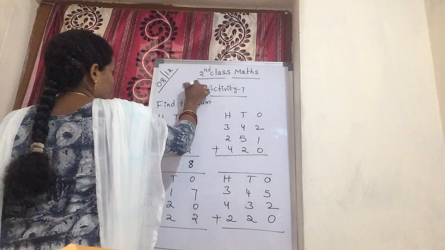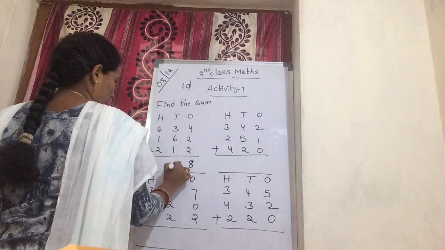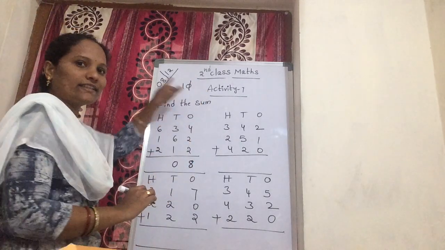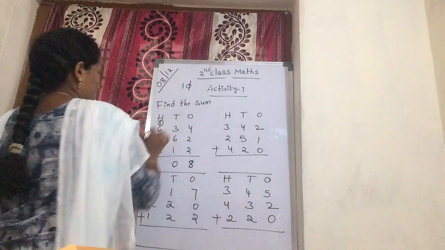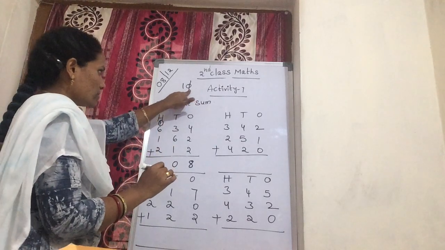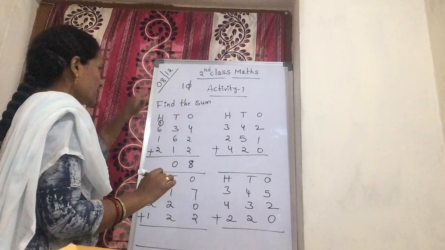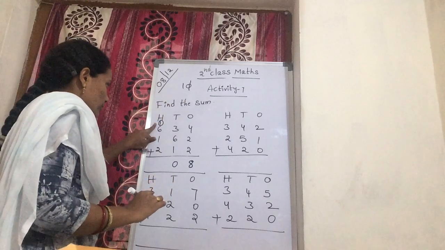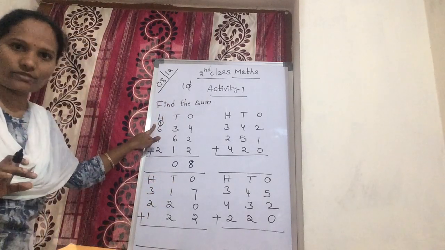In 10, a 0 is kept down and 1 is carried over to hundreds. So in 10, the 0 is in tens. 1 is in hundreds. So 1 is carried over to 100. This is the first method.